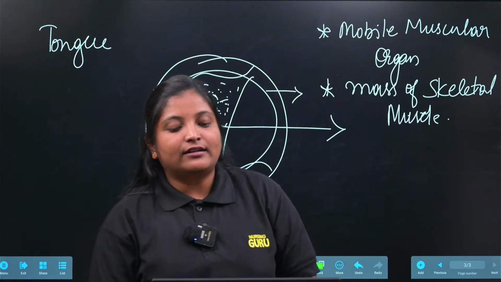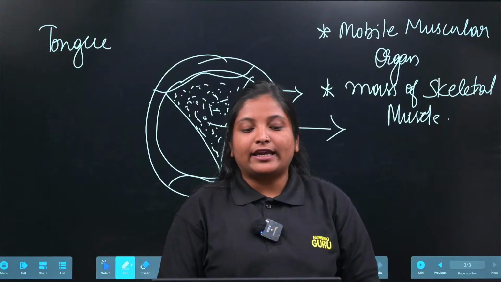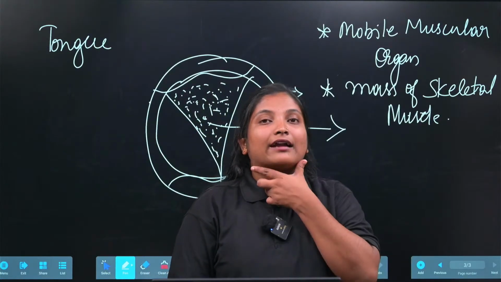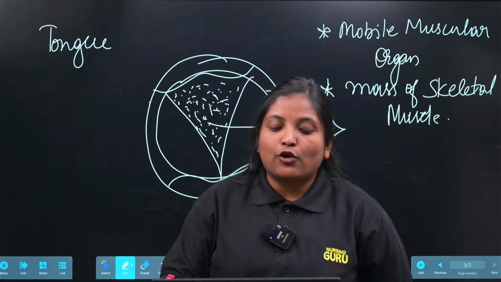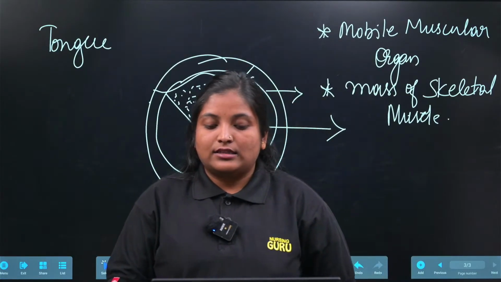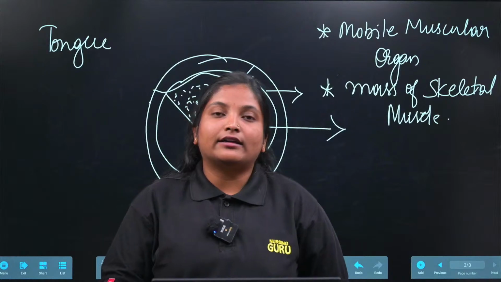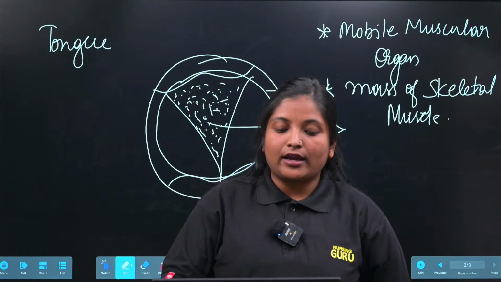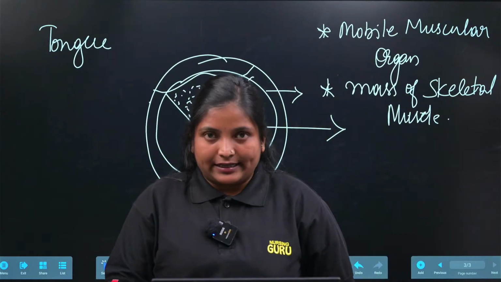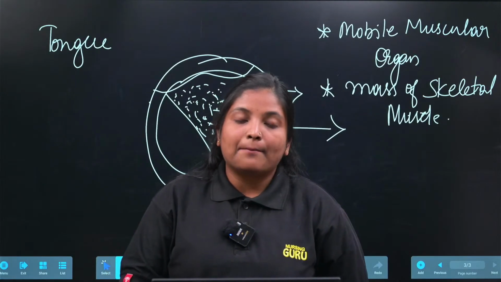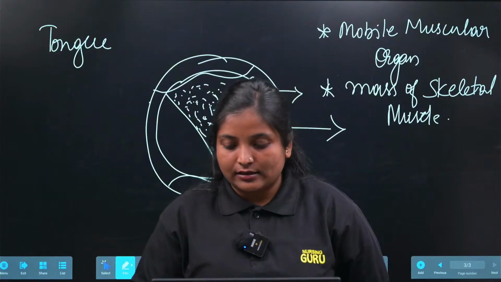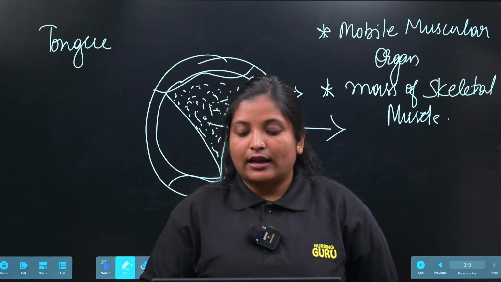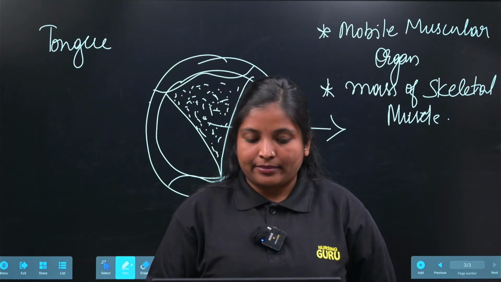Then the tongue is separated from the teeth by the deep alveolingual sulcus. So that is all about the tongue.